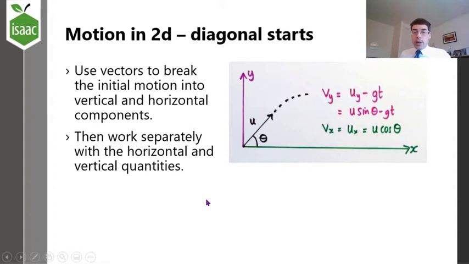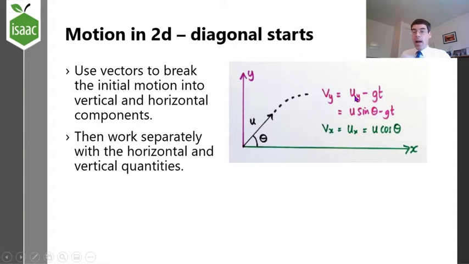Sometimes, to make things more interesting, they will give you a situation where the initial velocity is at a diagonal angle. In other words, it's not initially horizontal or vertical. What you have to do is split that velocity into a horizontal part, in this case u cos theta, and a vertical part, u sin theta. The horizontal velocity will just stay the same because there are no horizontal forces. The vertical velocity, however, will be affected by gravity.